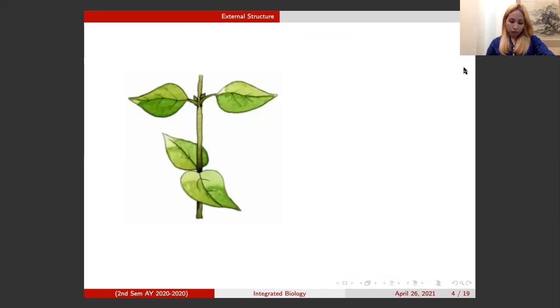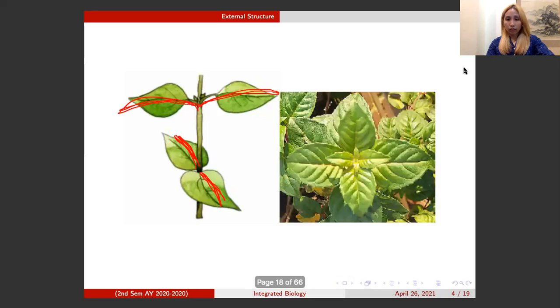So you notice that there are two leaves emerging from one node. However, at 90 degrees, the orientation of the next two leaves is actually 90 degrees from the original orientation of the first two leaves. So this is decussate. This is how decussate leaves look like.